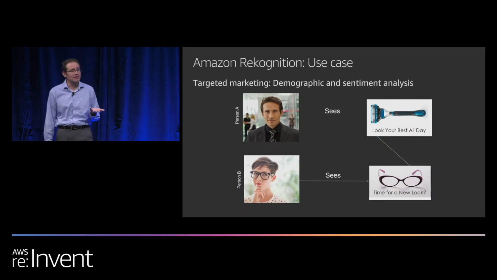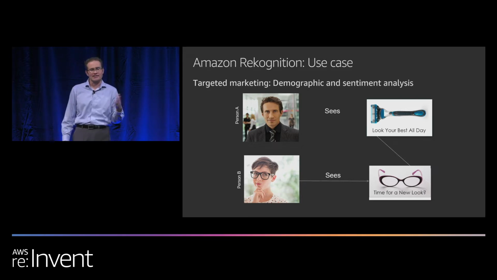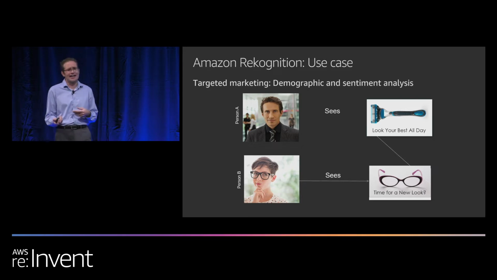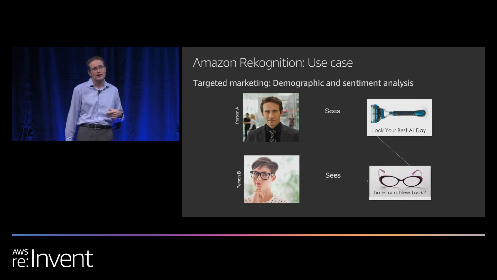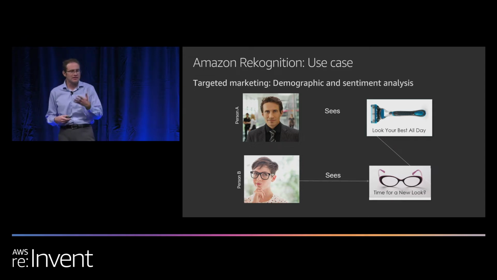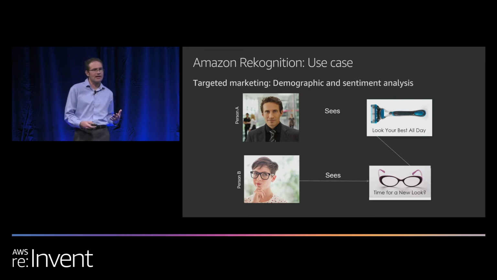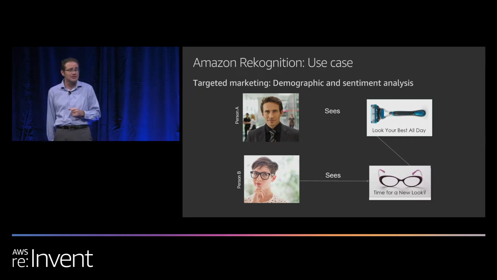Also, A/B analysis. So looking at your actual customers coming into your store and saying, okay, what should I target? Let's say I sell razors and glasses, right? So who should I sell what? You see person A is very well dressed. Maybe sell him a razor, that makes sense. And person B has eyeglasses. Maybe they would like a new set of eyeglasses, right? So you can do that sort of stuff on the fly.